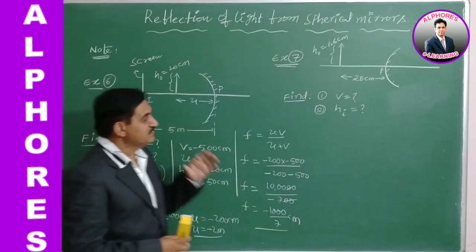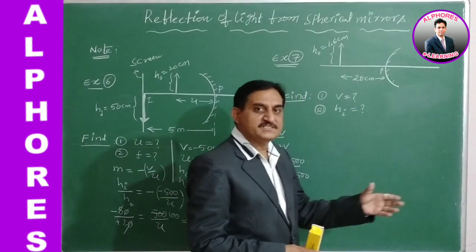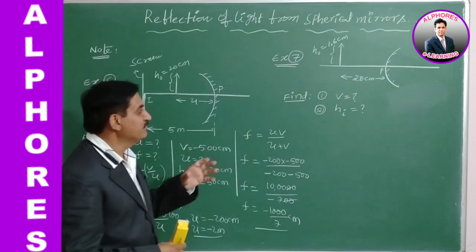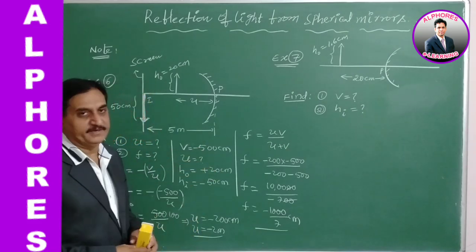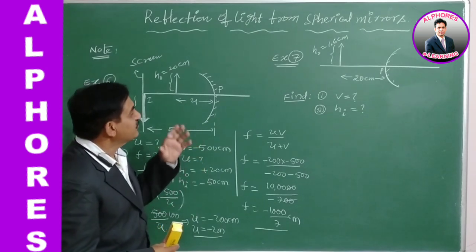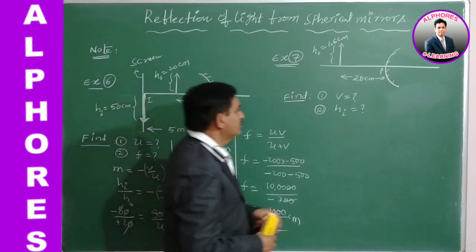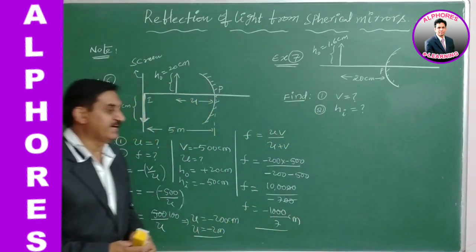So what is the distance of the image? Means at what distance is the image of this candle flame formed? And the second one is, what is the height of the image? Here the height of the object is given as 1.6 centimeters, so we have to find the height of the image. There are two questions.